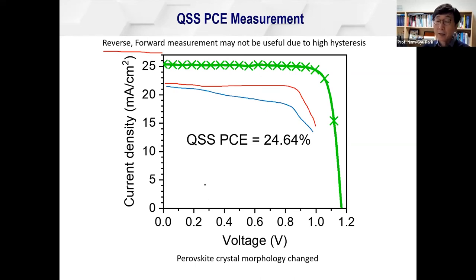Then my student developed a highly compact ETL layer, and he can get data such as this. So this is QSS. QSS measurement is very important. Now I believe that QSS gives us very accurate data without mentioning hysteresis. So now hysteresis does not make any sense in perovskite solar cells. QSS is enough.